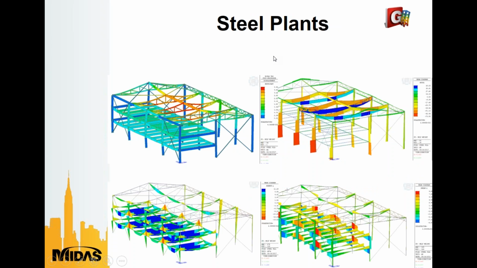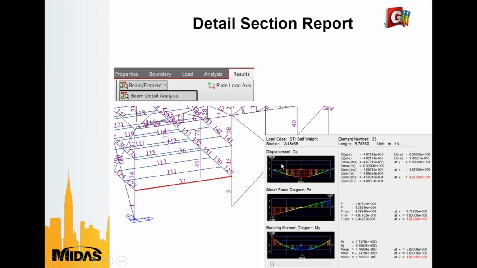So Midas Gen goes beyond just the building structures. It can be used for all kinds of, as I mentioned, materials. Within steel, the program is very popular for steel plants in various kinds of industries. And so you would see the same kind of diagrams as we've been looking at for the structure: your moments, your shear forces, axial forces. This was part of a feature that I was showing earlier for the beam element. You can select a particular beam and get an even more detailed report of the diagrams, be it the moment diagram or the shear force diagram or load distribution.